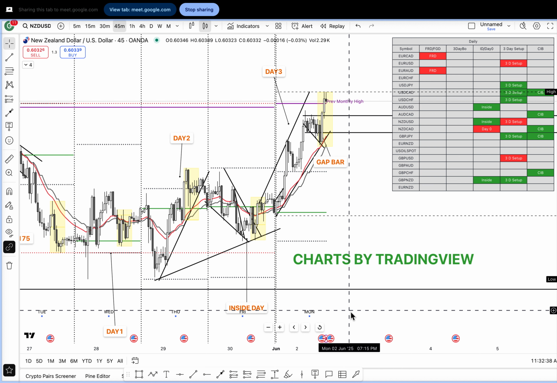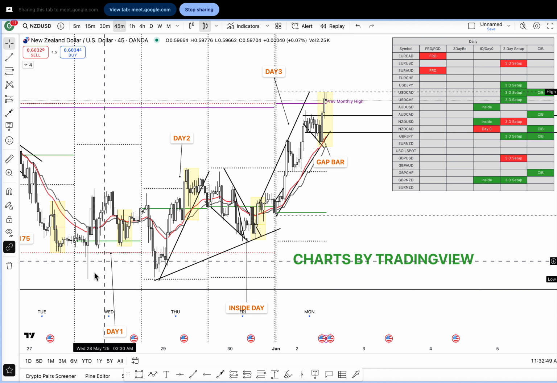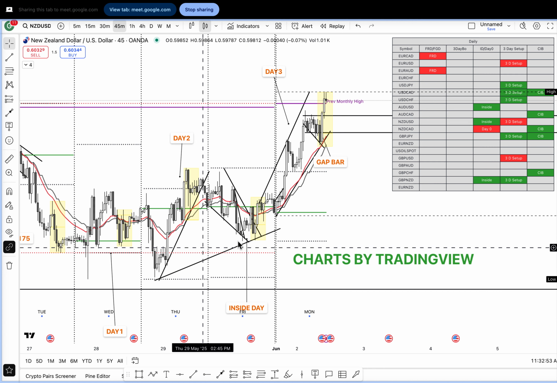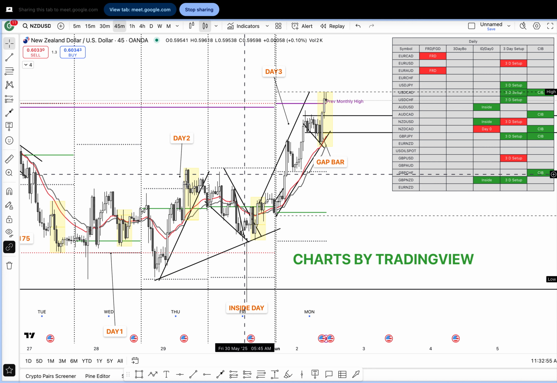Now, this is a screener showing us a 3-day setup on NZD/USD. Now, we look at the 3-day setup. The 3-day setup will either blow off in the direction of the trend or will reverse. So we have a day 1, low of week, day 2, inside day 3. The inside day does not count. This is a 3-day setup inside day template.